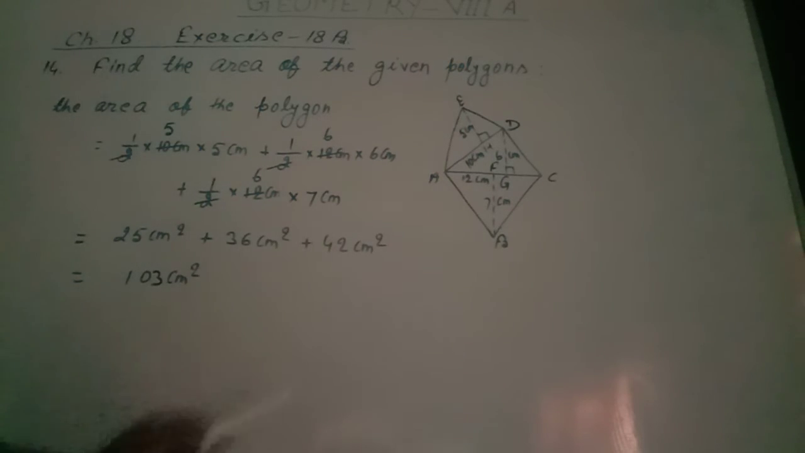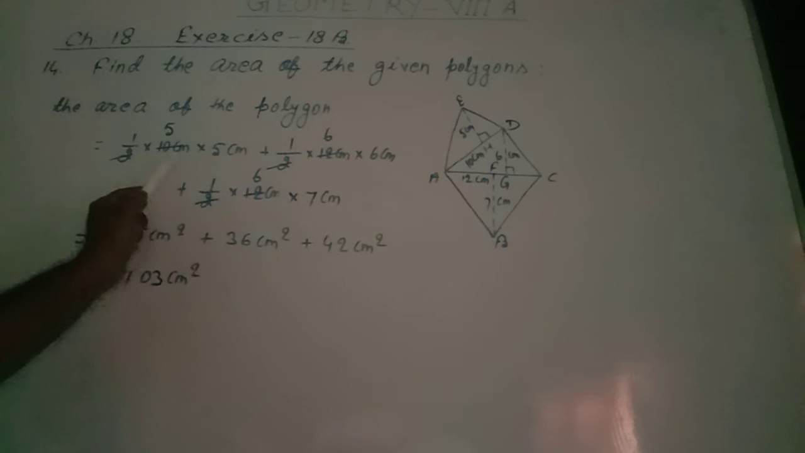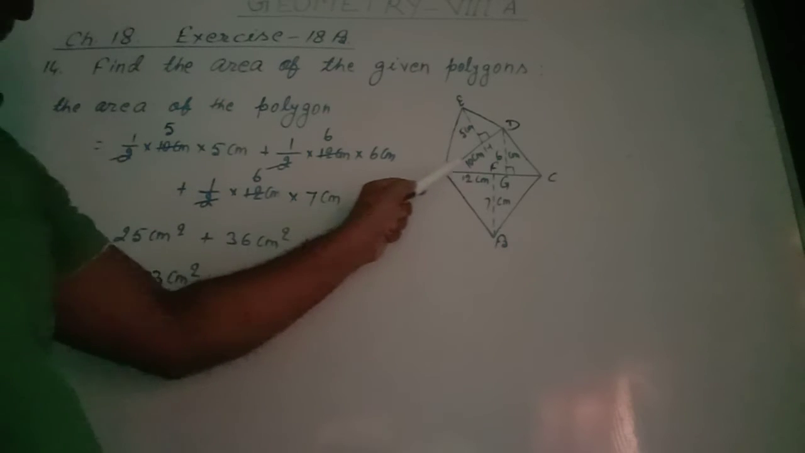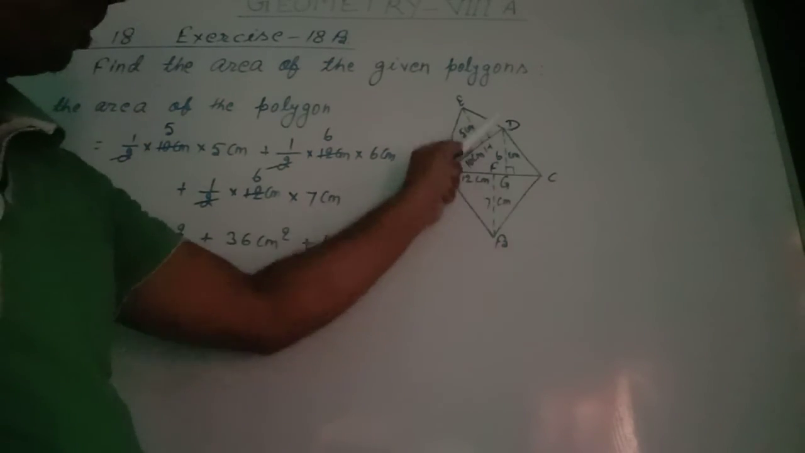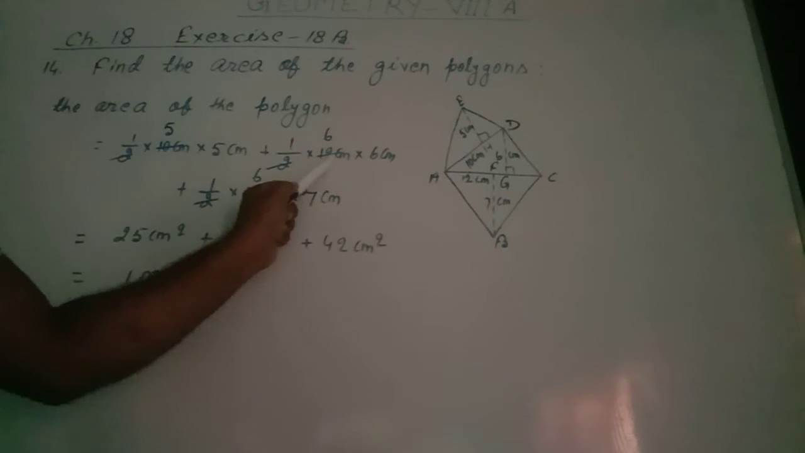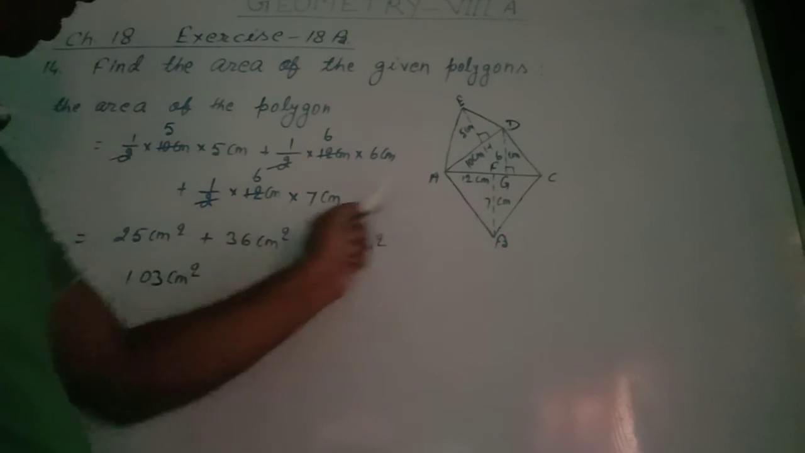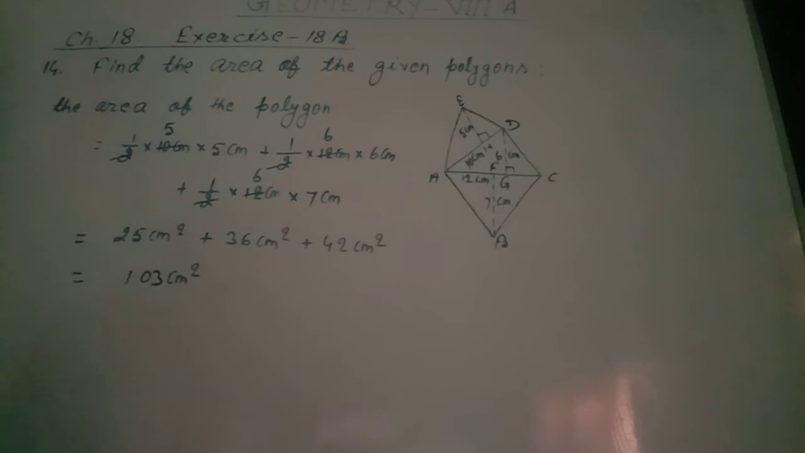So for that I wrote area of triangle AED equal to half into base into height. Base is 10 centimeter and height is 5 centimeter. Then area of triangle ACD equal to half into base into height. Base is 12 centimeter and height is 6 centimeter. And area of triangle ABC, that is also half into base into height. Base is AC, that is 12 centimeter and height is 7 centimeter. So half into 12 into 7.